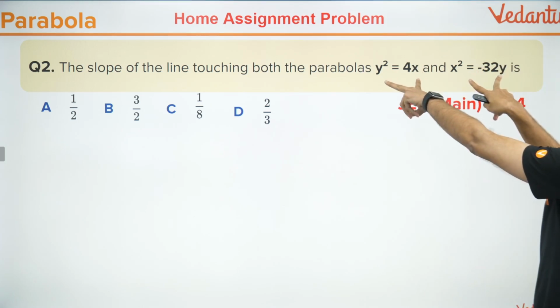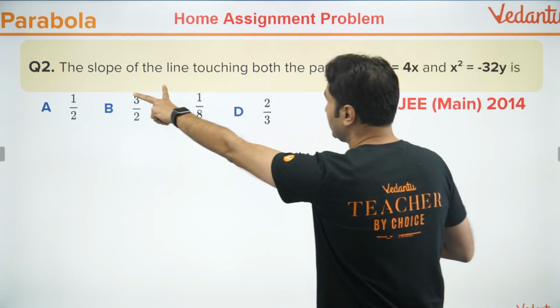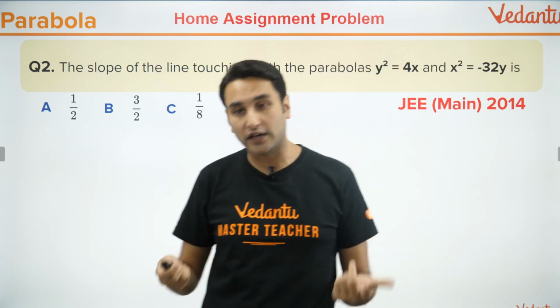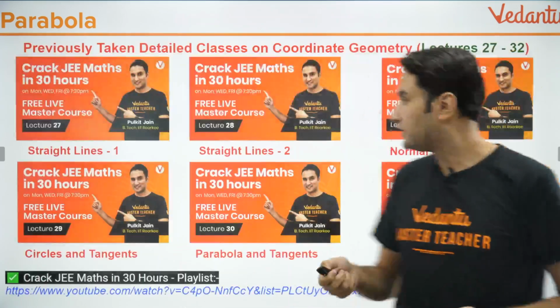Two parabolas of different types, and a common tangent between the two, is what you will learn to solve in today's class. All right, चलो आगे बढ़ते हैं.